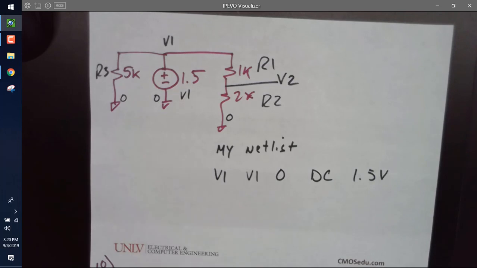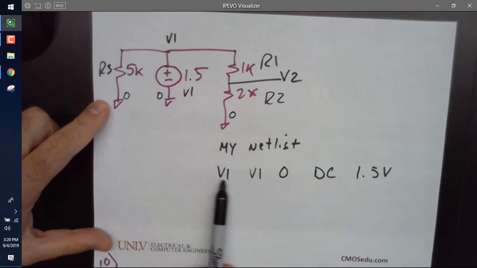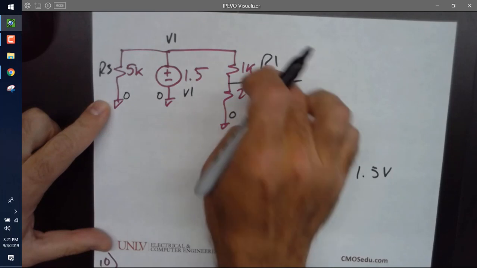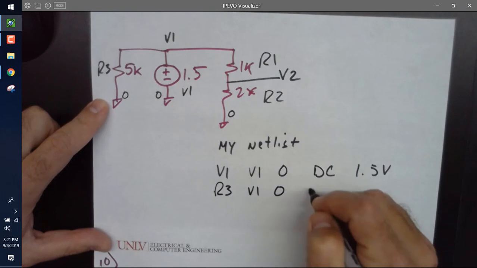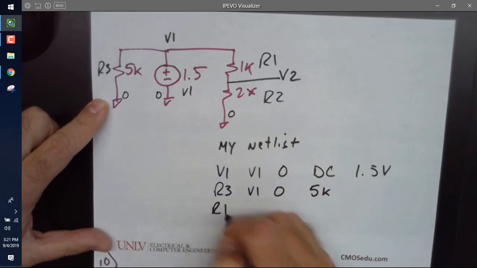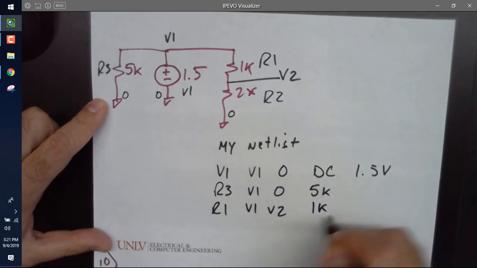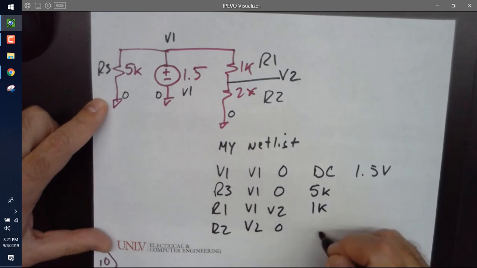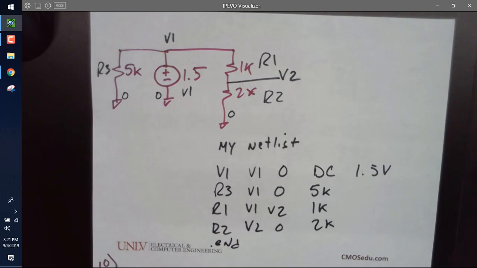All right, I could put spaces in here, but there's a voltage, V1, that has to start with the V, from node V1 to node 0, a DC voltage of 1.5. Then I'm going to put a resistor, and let's go out of order. R3 from V1 to ground of 5K. A resistor R1 from V1 to V2 of 1K. A resistor R2 from V2 to ground of 2K. Then I'm going to put dot end. Does everybody see how I wrote that net list?